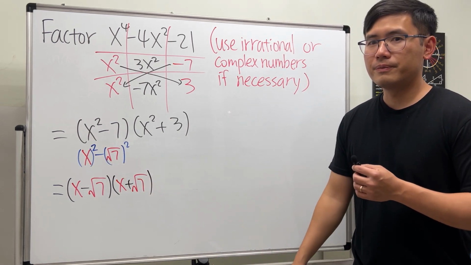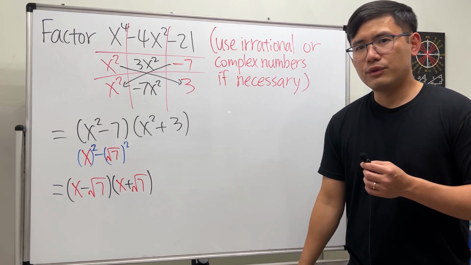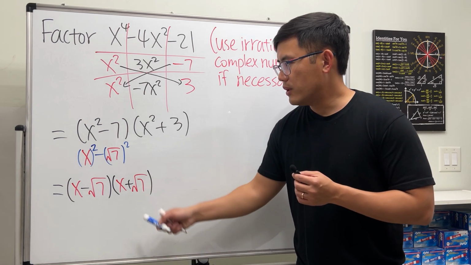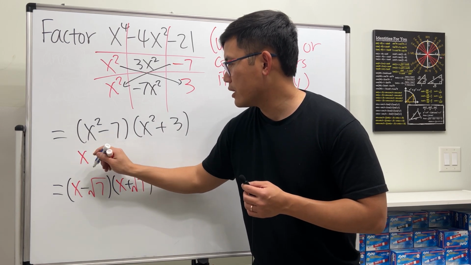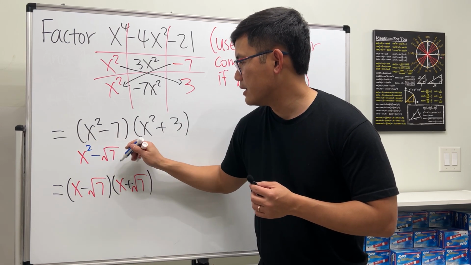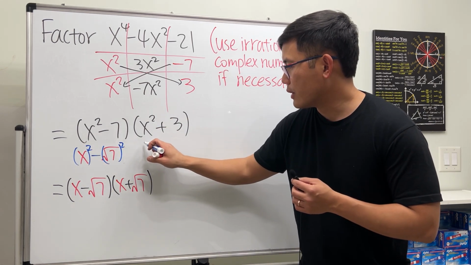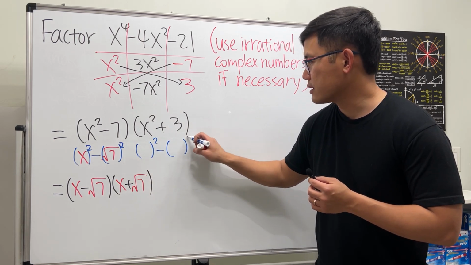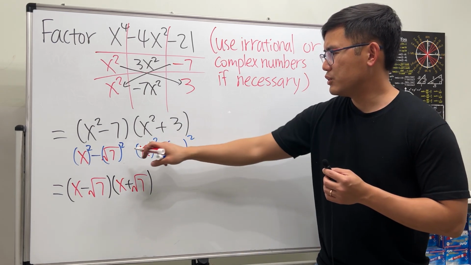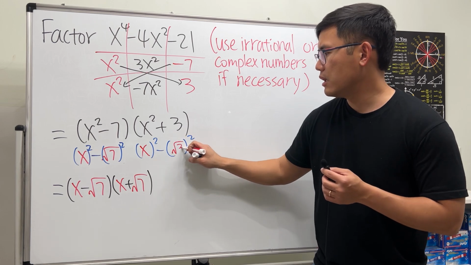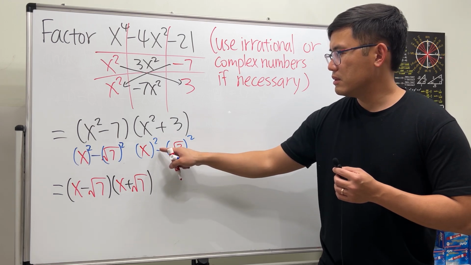How about for the second part though? Is this really the difference of two things? You actually have two ways to do it. I will show you guys the difference of two squares way, because that's what we did right here. It was again just x squared minus the square root of 7 squared. For this, let's put it into that form: parentheses squared minus parentheses squared. The first parenthesis is x. For the second parenthesis, we need the square root. Square root of 3 squared will give us 3. But that's a plus, and this is a minus.